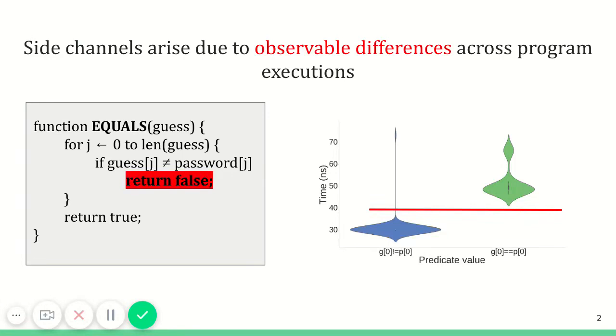This means that a timing channel exists in this program, allowing an observer to determine whether or not the first character of their input matches that of the password. Of course, the magnitude of the time difference here is in nanoseconds, so whether or not this would be observable to an outsider is another concern. But at least theoretically, this side channel exists.